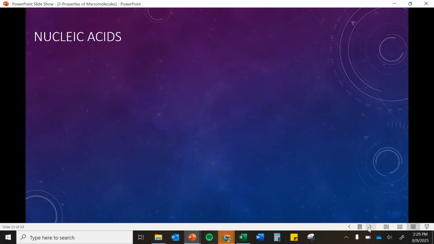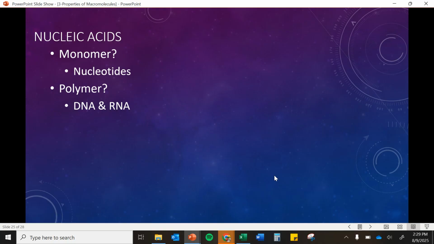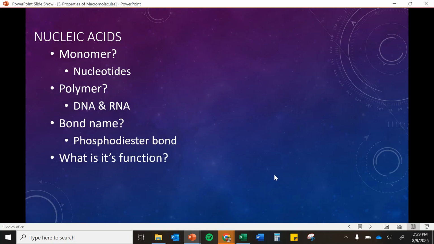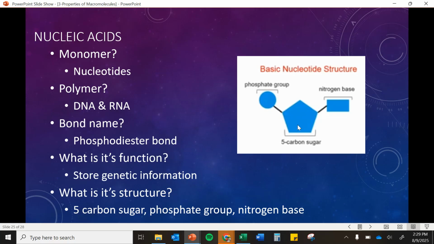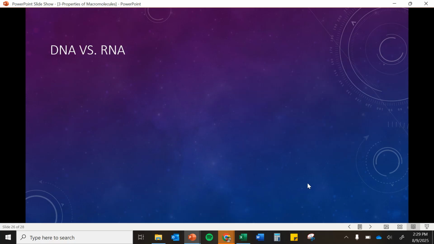Okay, our last one that we're going to talk a little more about is nucleic acids. Remember, the monomer is nucleotides, the polymer is RNA or DNA, the bond name is a phosphodiester bond, and its function is to store genetic information. The structure is a 5-carbon sugar, the phosphate group, and a nitrogen base.